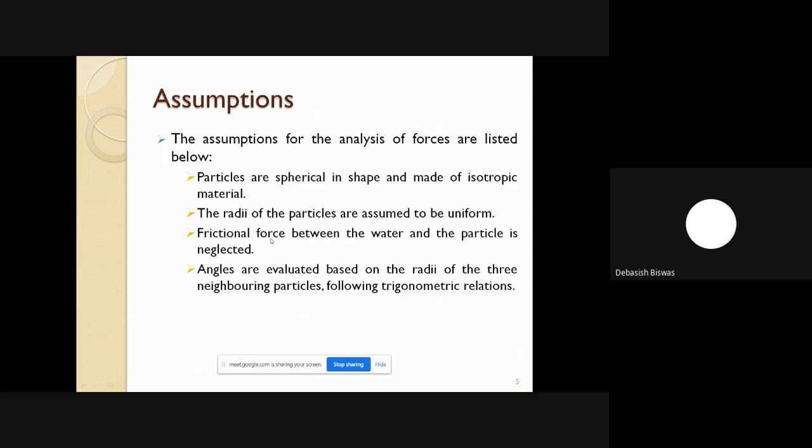The assumptions made for the present analysis are that the particles are spherical in shape and made of isotropic material. The variation of particle material density has not been considered here. The radii of the particles are assumed to be the same. We have neglected the effect of increase of particle radius row-wise and column-wise. The frictional force between the water and the particle is neglected. The angles are evaluated based on the radii of the three neighboring particles that follow the trigonometric distribution.